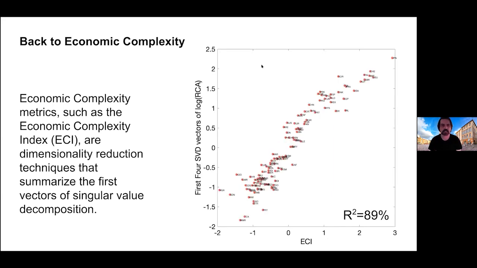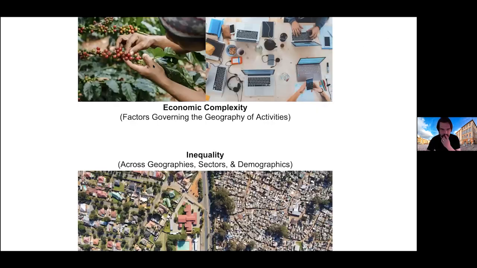Now let's look at another example. Here you have international trade data. So here you have once again the economic complexity index, and here the first 4 vectors of the SVD factorization. And you also get a very strong correlation. So that's basically what SVD is doing, figuring out the factors that explain the geography of economic activities. And what the economic complexity index is doing is reducing those factors to a single dimension. So it's one number that helps explain the geography of economic activities, in a way that is compatible with what linear algebra or machine learning would tell us.